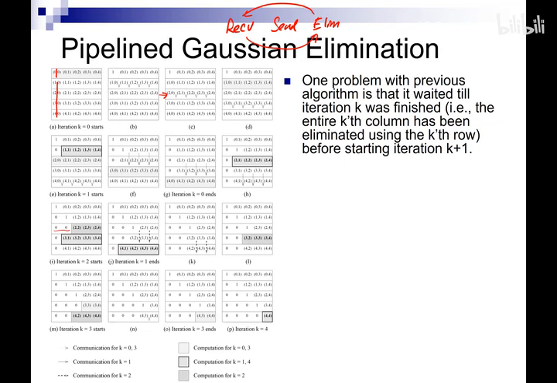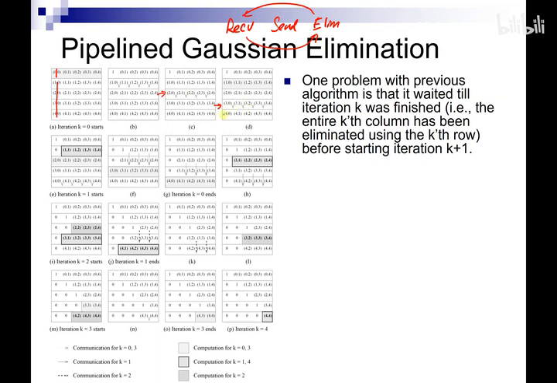All right, so there's a cycle of receive, send, and eliminate. Maybe let's do one last example of this. If you look at the third row over here, it received some data by the third time step, so it could start the cycle by the third time step.